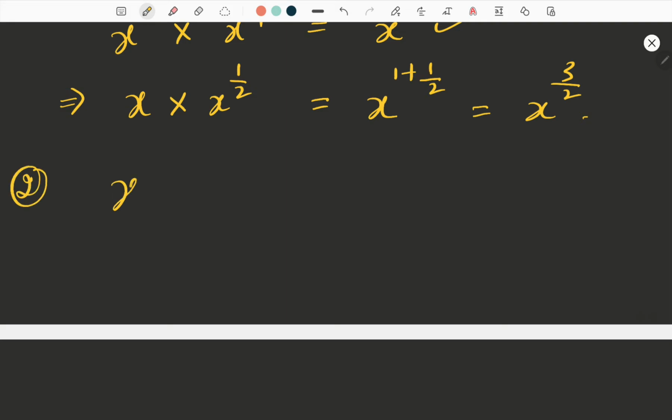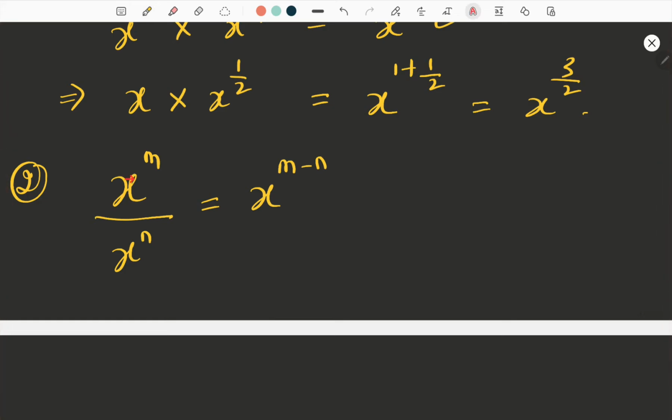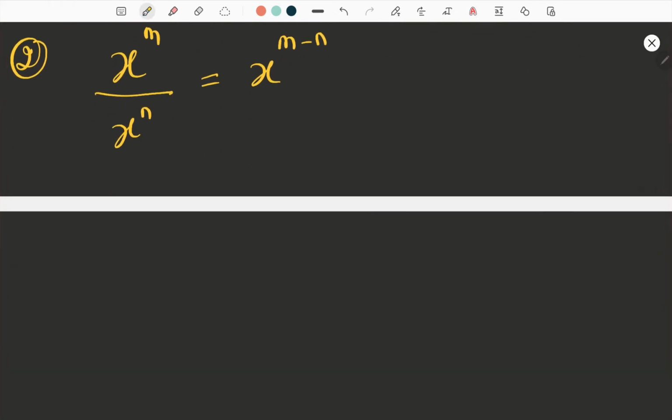The second law says x to the power m divided by x to the power n is equal to x to the power m minus n. Okay, the bases are same. Here and here both the bases are same. Here the power is m, here the power is n. So it becomes x to the power m minus n. Let us take some examples.